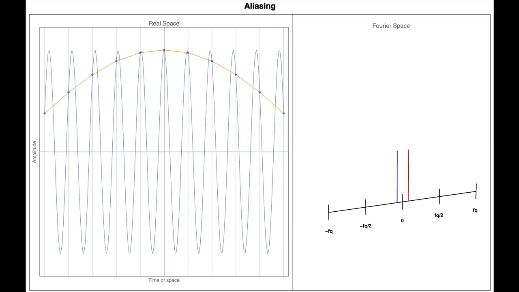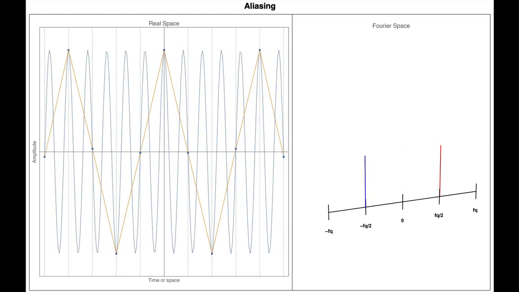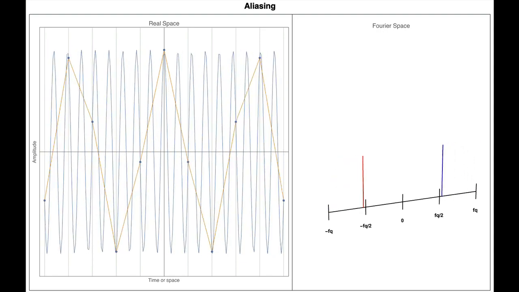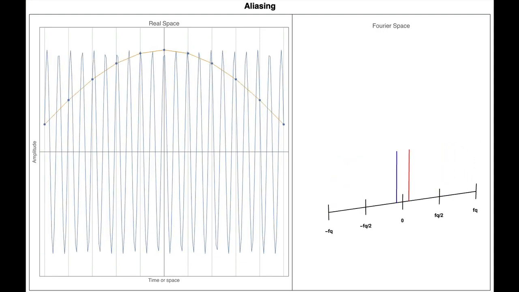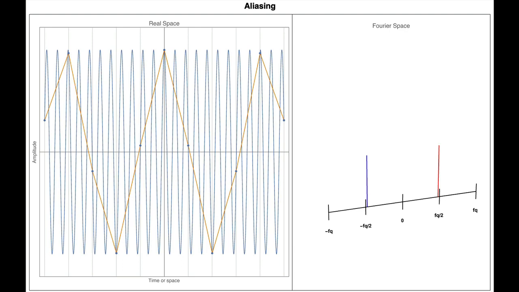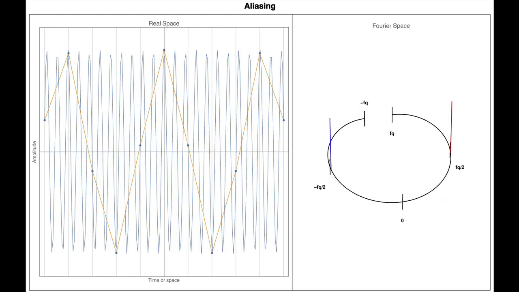And if I increase the frequency of my signal further, I keep going round and round through this sort of cycle. So it gets a little bit confusing as to what's going on here with the red and the blue spikes changing places. A better way to think about this is actually on a circle.